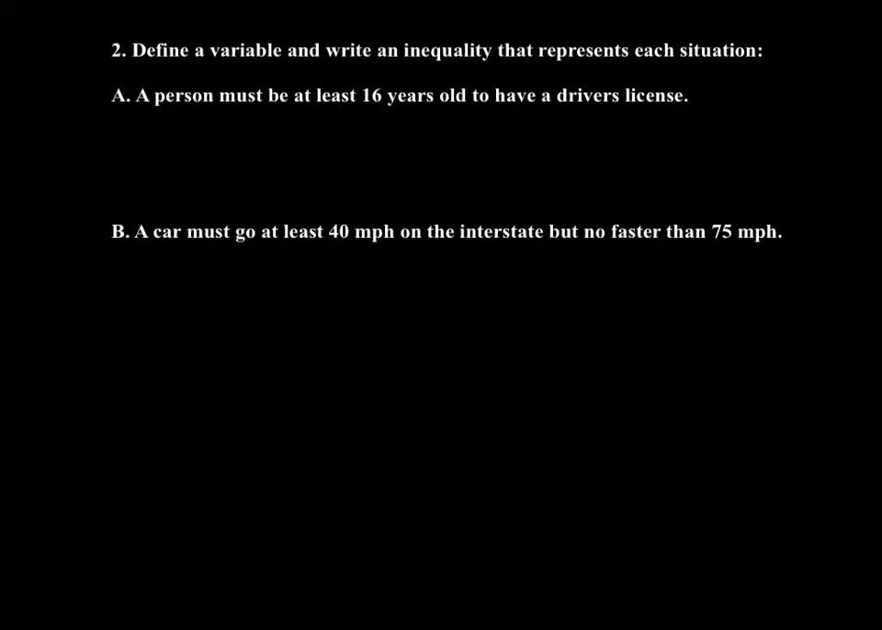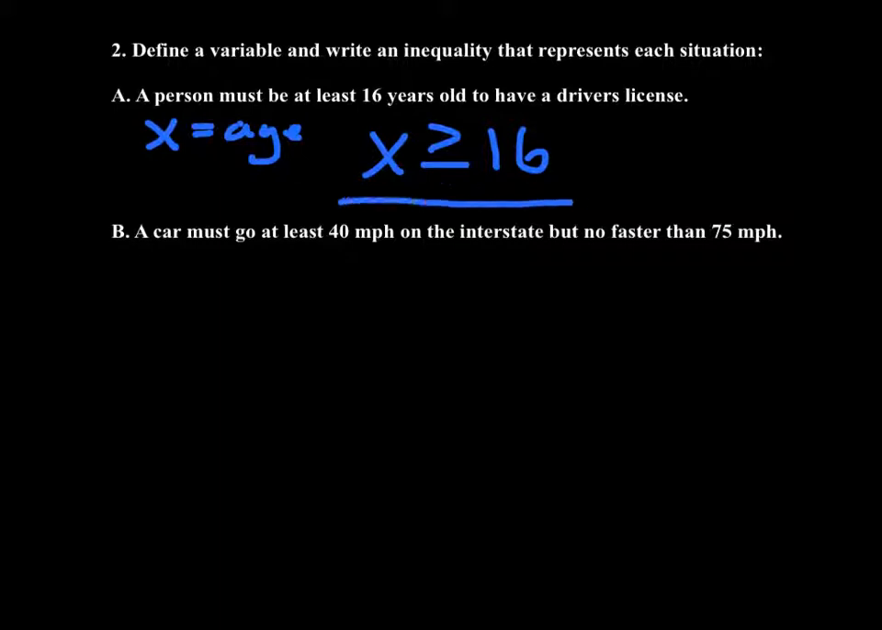Okay, number 2 says define a variable and write an inequality that represents each situation. So letter A says a person must be at least 16 years old to have a driver's license. So at least 16 years old means they must be 16 years or older. Okay, so we're including 16. So if we define a variable like it says, let's call x a person's age. Okay, and if it's at least 16, we're going to say x is greater than or equal to 16 years old. Okay, so this would be your answer.